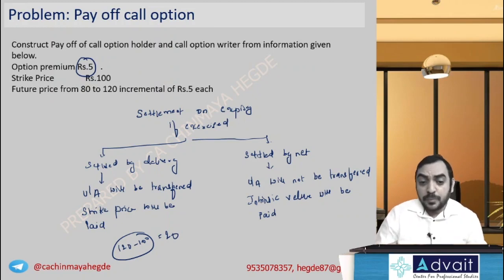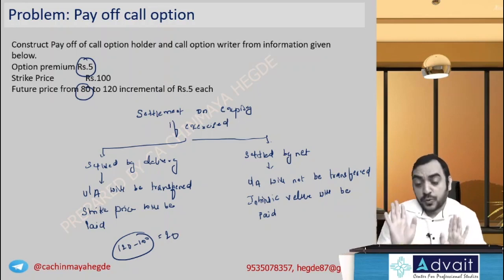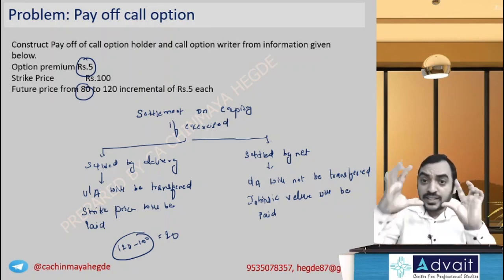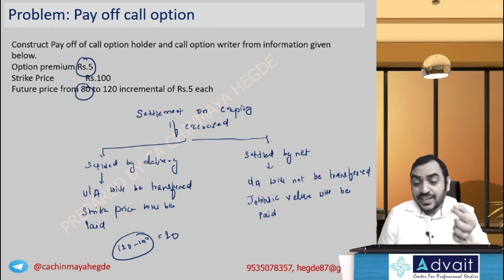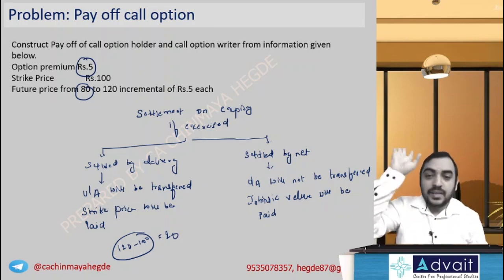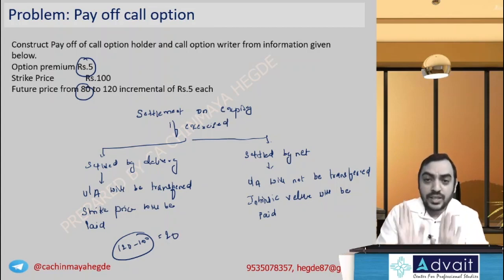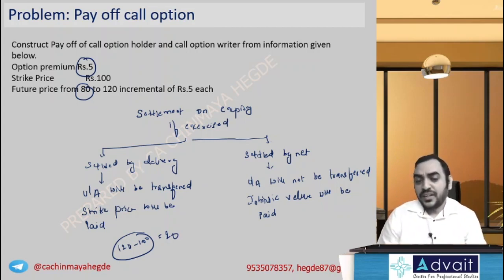Correct? But in my first example, 80 rupees, you did not receive any intrinsic value, and the premium you paid is gone. That 5 rupee premium is your entire loss. So for the holder, the overall profit formula will be intrinsic value minus premium. Intrinsic value is the benefit received on the expiry date. Premium is the amount paid at the time of entering into the contract. The differential amount will be your net profit, that is, the payoff.